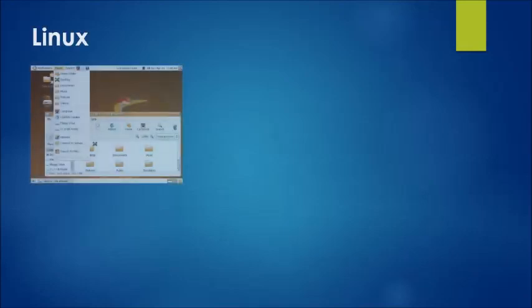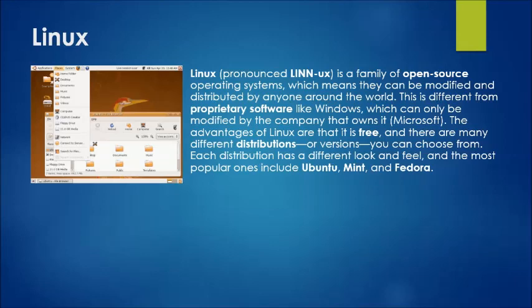The last common operating system is Linux. Linux is a family of open source operating systems, which means that they can be modified and distributed by anyone around the world. This is different from proprietary software like Windows, which can only be modified by the company that owns it, which is Microsoft. The advantages of Linux are that it's free and there are many different distributions, or versions, you can choose from. Each distribution has a different look and feel. The most popular ones are Ubuntu, Mint, and Fedora.